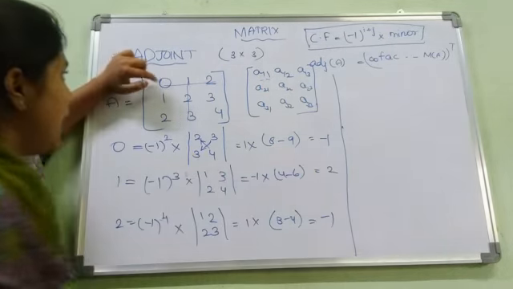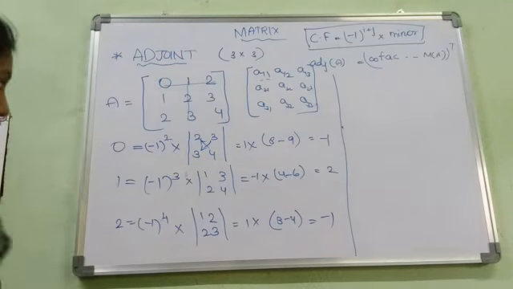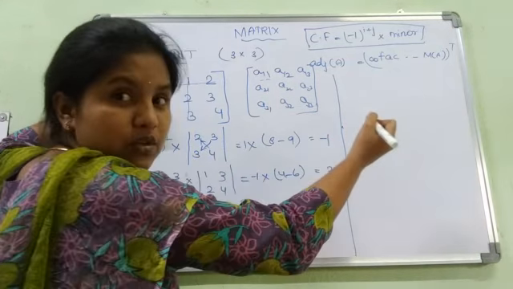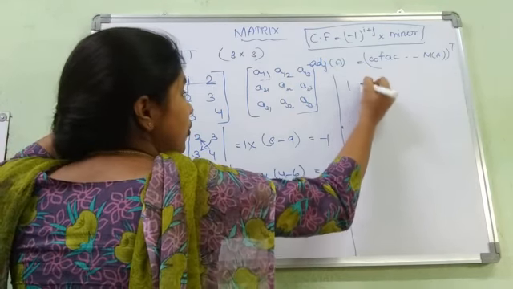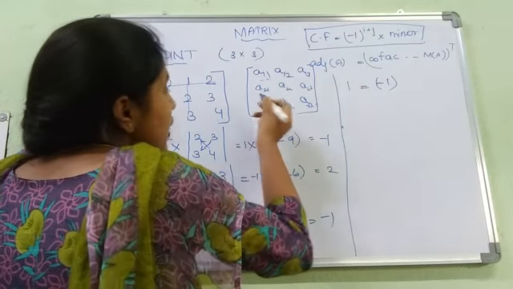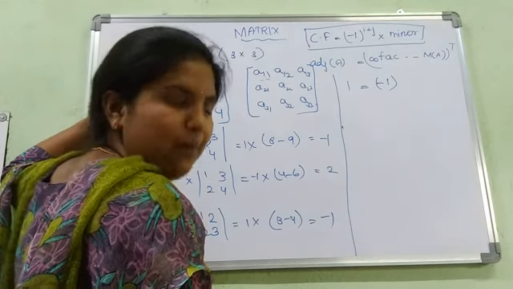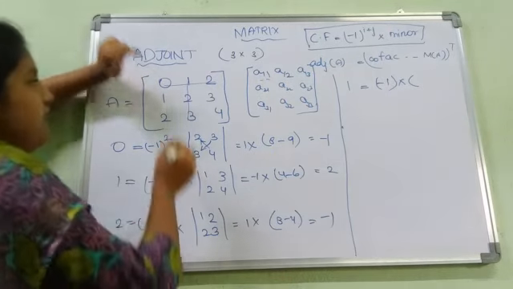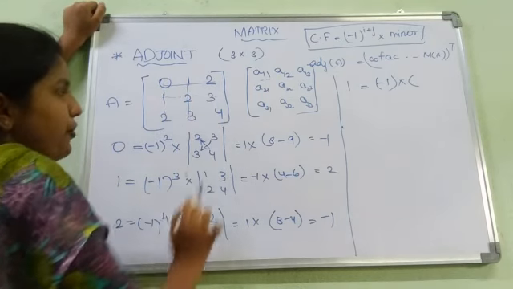So here I have found the cofactors for 0, 1, 2, but now I need to find them for 1, 2, 3, 2, 3, 4. Cofactor of 1 will be -1 to the power of i plus j. What is i plus j? 2 plus 1, 3. So -1 to the power of 3, which is -1, into the determinant. While we remove this respective row and column, we will get 1, 2, 3, 4 remaining.